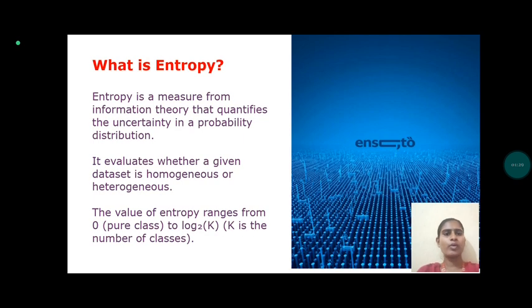Then the second one, what is entropy? Entropy is a measure from information theory that quantifies the uncertainty in a probability distribution. It evaluates whether a given dataset is homogeneous or heterogeneous. The value of the entropy ranges from 0, which means a pure class, to log 2 k. Here k is the number of classes.